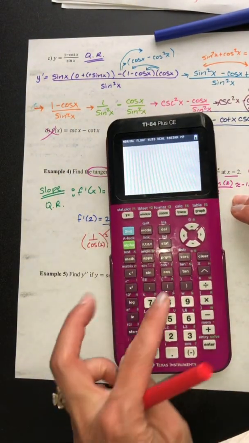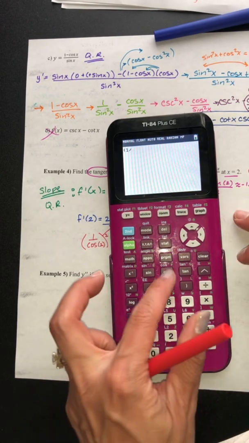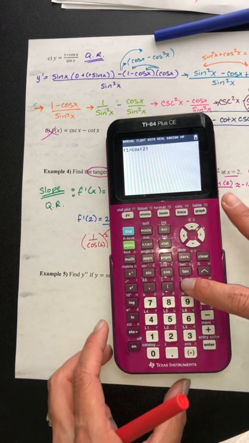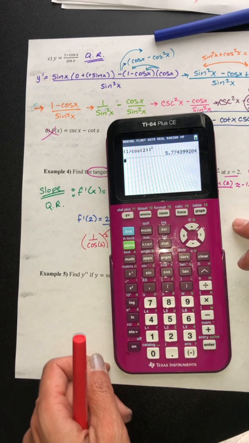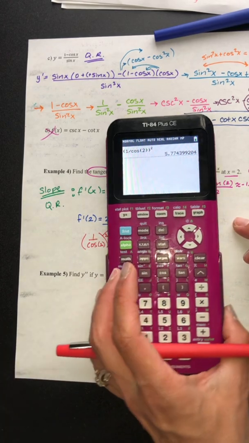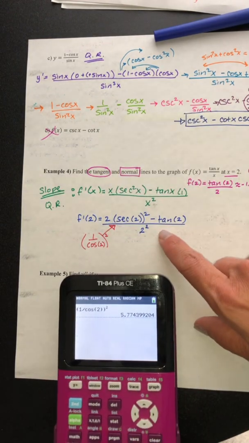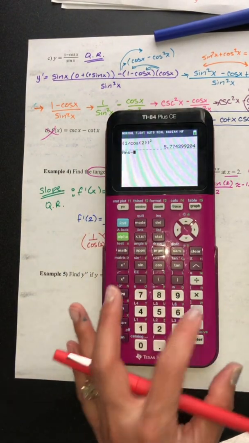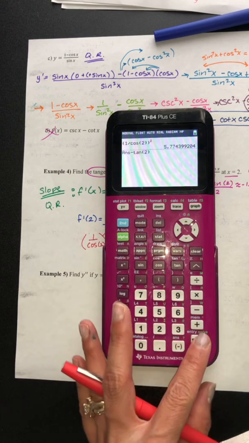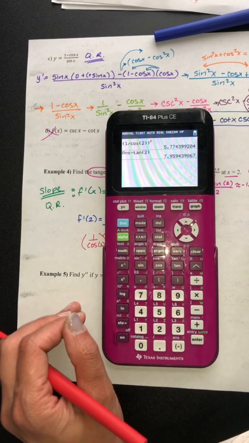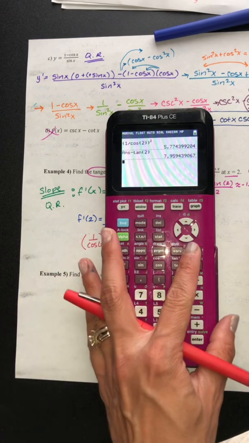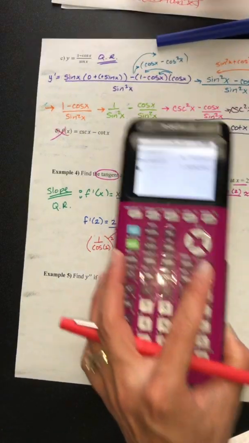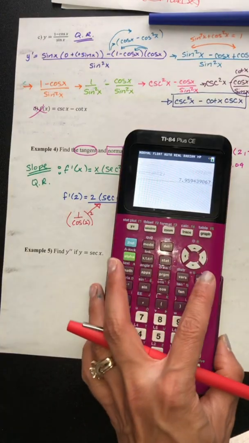So I need parentheses, 1 divided by cosine of 2, close parentheses, and then square it. I get 5.7743. Okay, keep that in your calculator and let's subtract the tangent of 2. So minus tangent of 2 and hit equals. Get 7.9594. Oh shoot, I messed up. I didn't multiply by the 2 out front. Let me start over. My bad, guys.